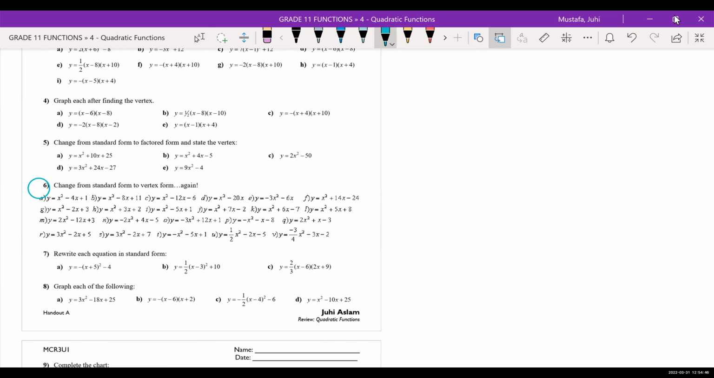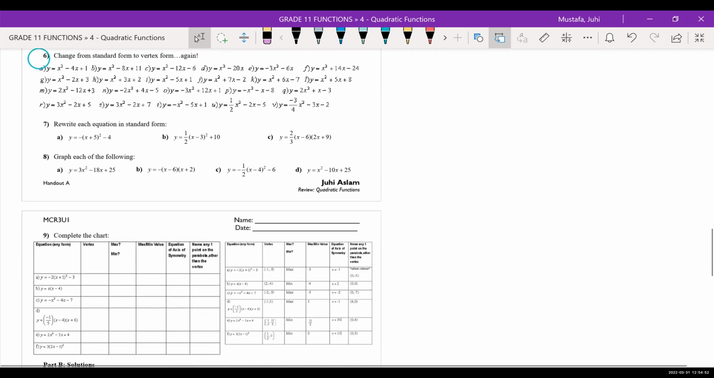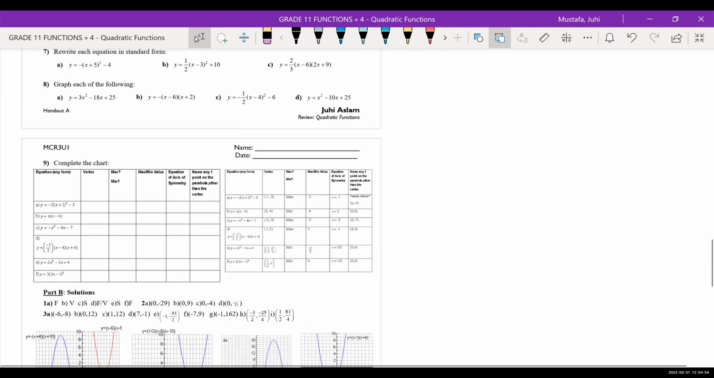Obviously, you don't have to do from A to V. Maybe pick and choose a couple just till you get good at it. Question 7 is rewriting in standard form. And then question 9 is just more of the chart that we've been doing. Okay, you have quite a bit of time right now, about 40 minutes, so you can get started on it now. And then this will also be for homework for the rest of the class, for tonight, I mean.